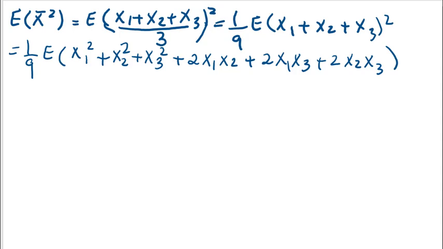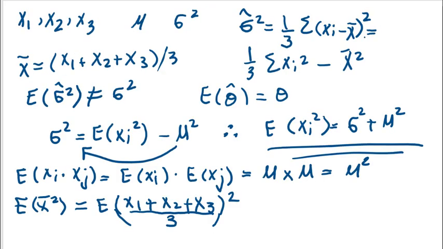Now, in the previous slide, we said that we know that expectation of xi squared is sigma squared plus mu squared. So expectation of x1 squared is sigma squared plus mu squared, and the same for expectation of x2 squared and expectation of x3 squared. On the other hand, we know that expectation of x1 x2 would be mu squared.